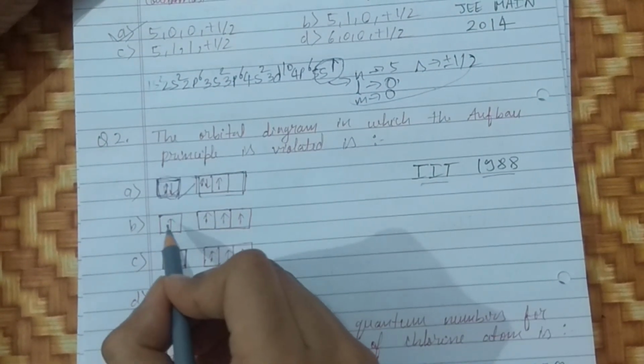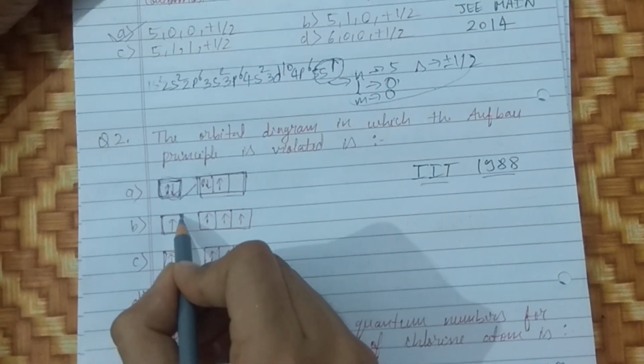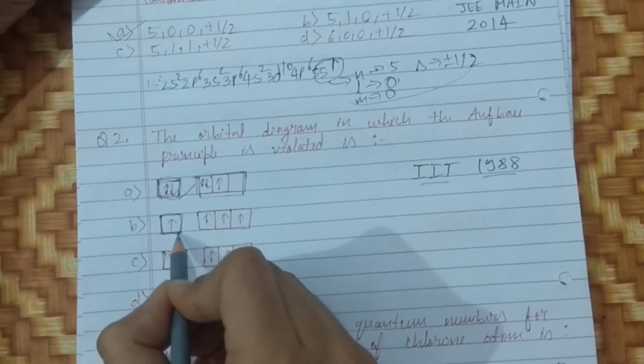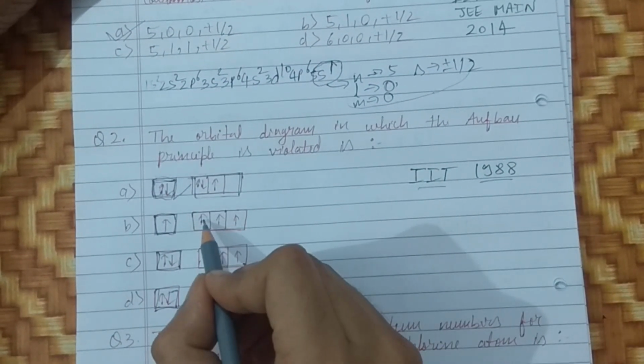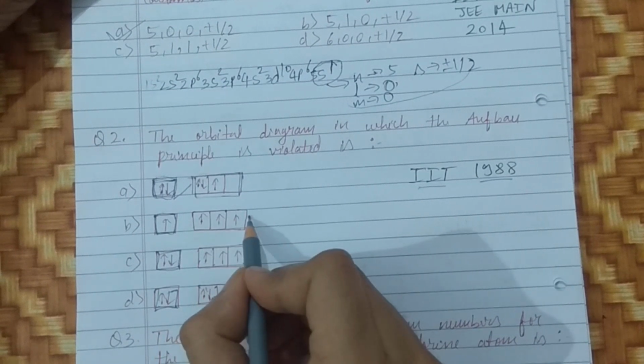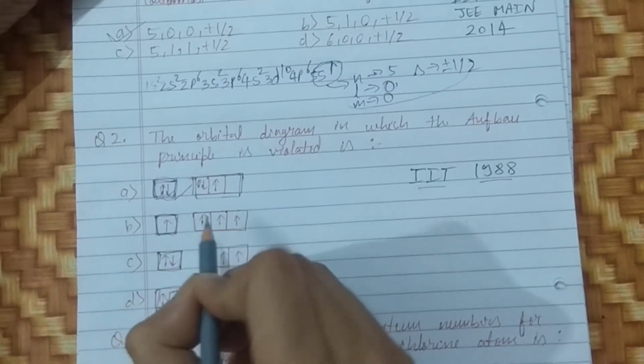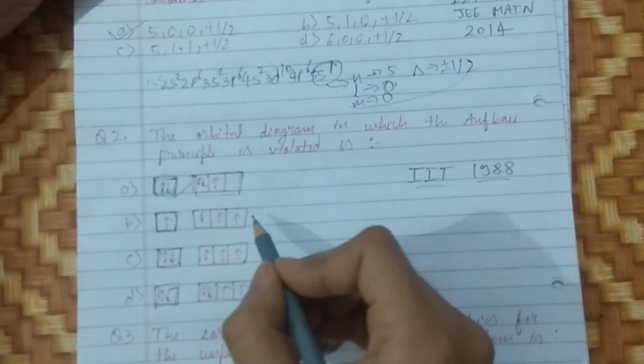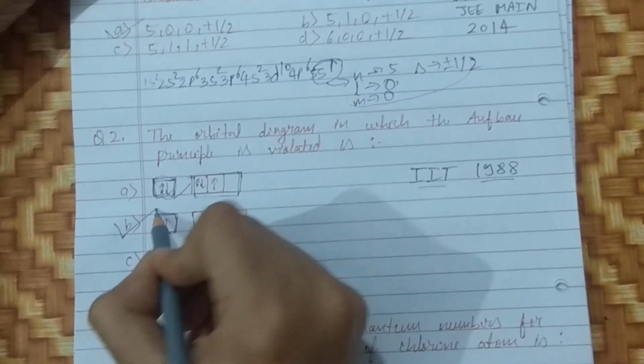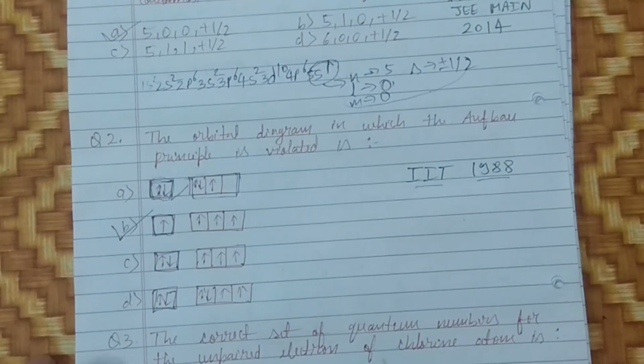Only in option B, without the s orbital getting completely filled, the p orbitals start filling up. That's why this is the option which is violating the Aufbau principle. So this will be the answer. Very easy, nothing complex in this question. Let's move to the next question.